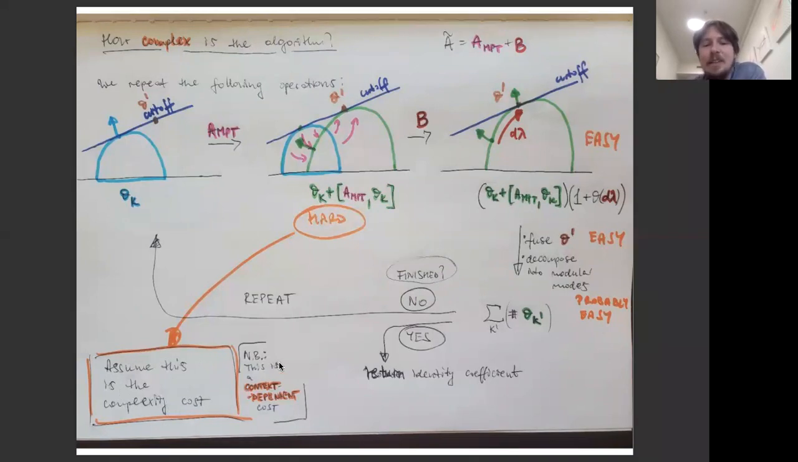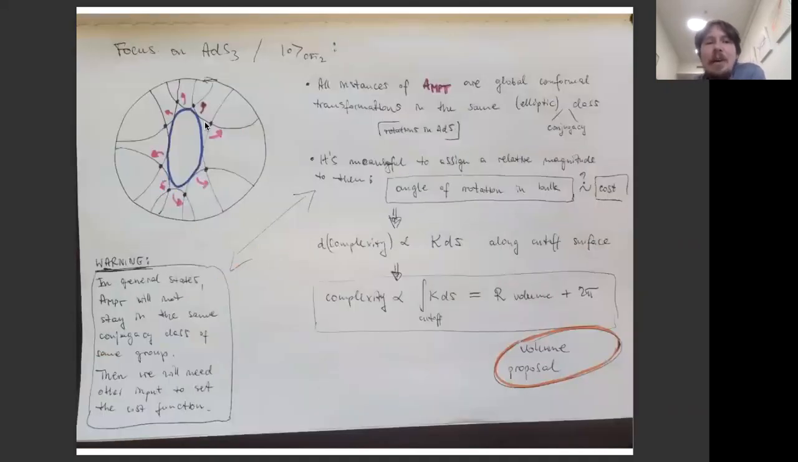Here I have a little bit of a cryptic remark, which I will explain later: this cost is actually context dependent, which is something that's absent from all other formalisms for talking about complexity that I have seen. But if I don't say anything about it, please remind me to say so. So I am going to assume that this is the driver of the complexity cost of this algorithm. Now let's focus on AdS-free and see how this works.